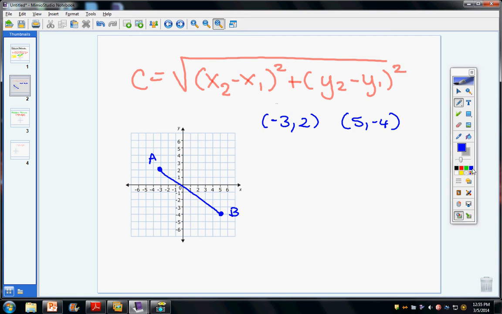Okay, so first of all, I want to say it doesn't really matter which one's x1 or y1, but you have to be consistent. So if this is x1, this has to be y1. If this is x2, this has to be y2.